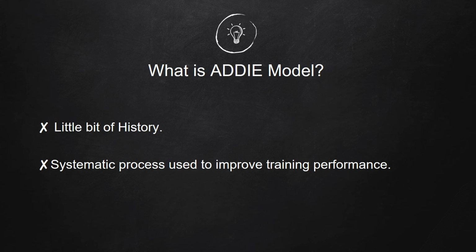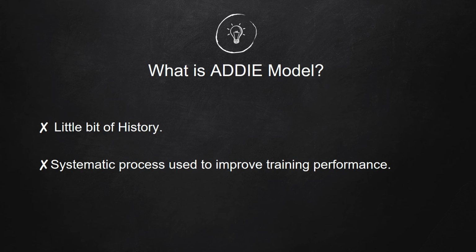So, what is this ADDIE model? ADDIE is an acronym for analysis, design, development, implementation, and evaluation. This is a systematic process used to improve training performance.